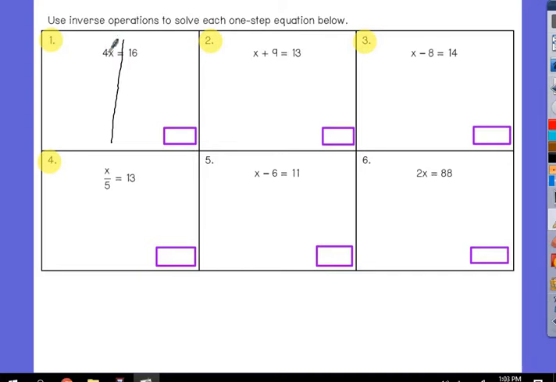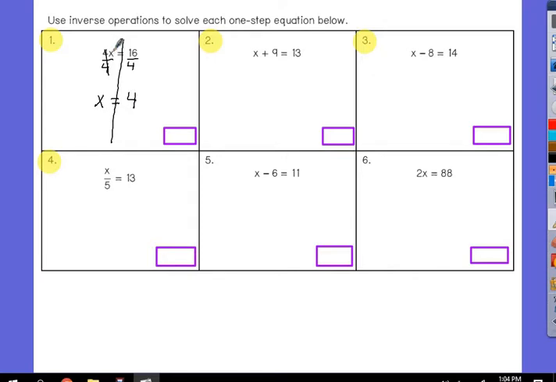What operation is going on between 4 and X right now? Multiplication. What is opposite of multiplication? Division. So 4 is getting kicked out by division. A fraction bar is the same sign as a division. So 4 is getting kicked out. He left. Who claimed this house? X. X claimed it. And then 16 divided by 4 is 4. Is X totally by himself? Yes.